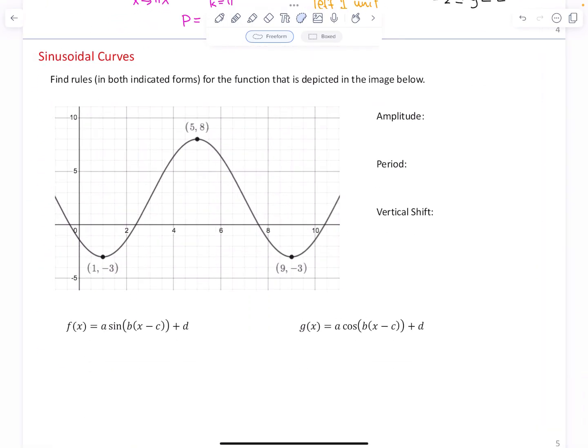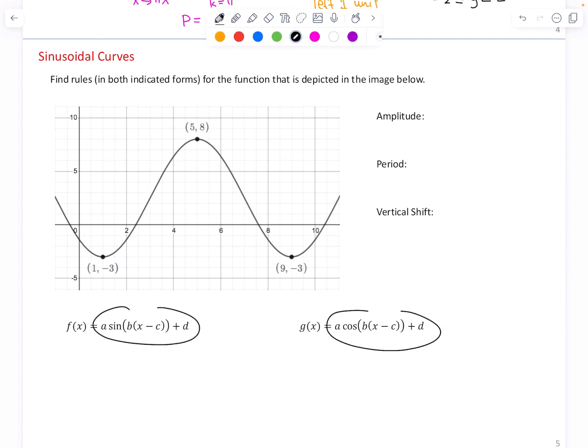Find rules in both indicated forms for the function that is depicted in the image below. There are 2 forms, here and here. One involves sine, the other involves cosine. We will do this work in tandem with some technology. Let's do the sine one first.